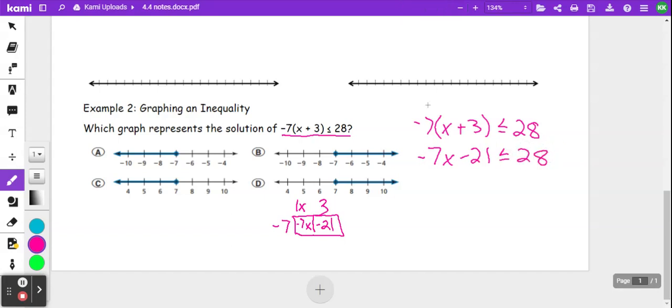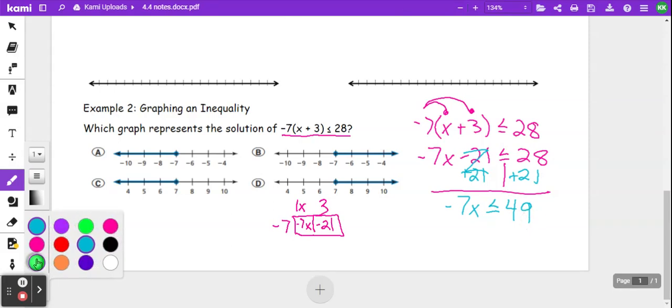You could do the cherry bomb and it would be the same. Negative 7 times x is negative 7x, and negative 7 times positive 3 is negative 21. You get the exact same thing. Now we solve it. I draw my line. I see that I have a minus 21, so I add 21 to both sides to cancel that out. That cancels out. I bring down my negative 7x. I bring down my less than or equal to sign. I don't change the symbol when I add or subtract. And now I add 28 plus 21, and I get 49.